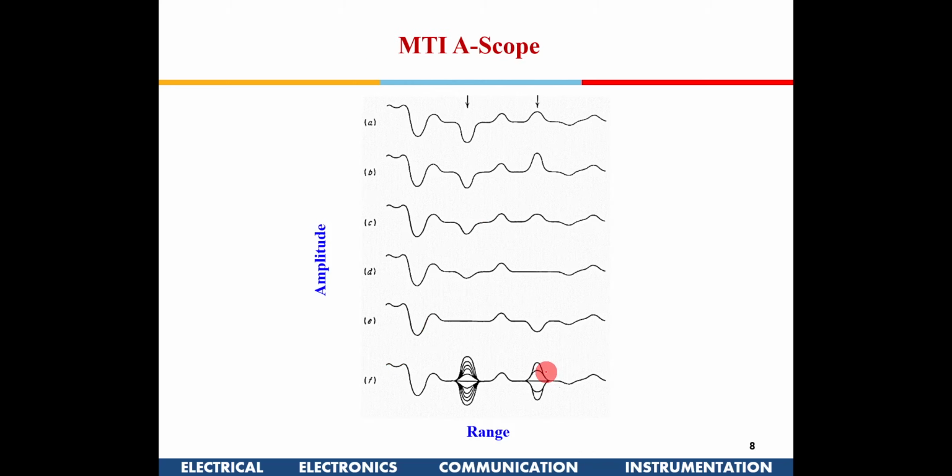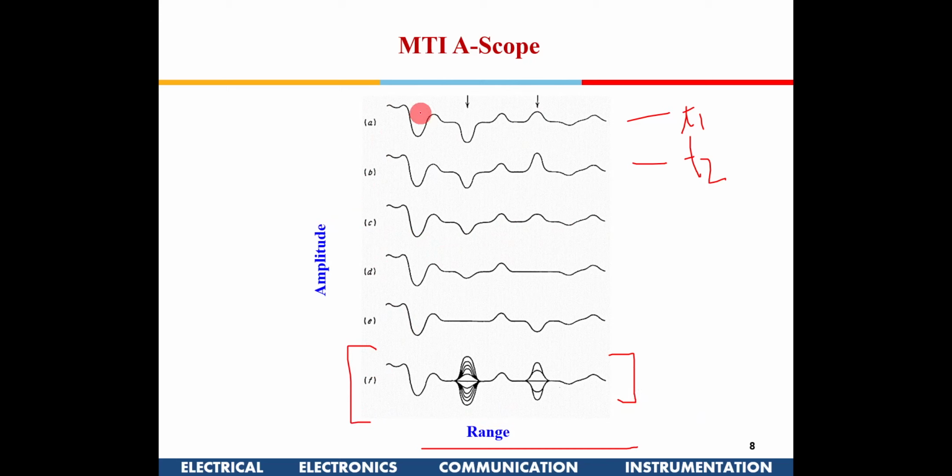Now coming to the A scope. This is the range. If you keep plotting the range, this is the waveform. This A, B, C, D, E, F is with respect to different times, T1, T2, T3. This is a combined view as you see from a human eye, and this is the scope output coming from the electronic unit, and this is the final scope output.